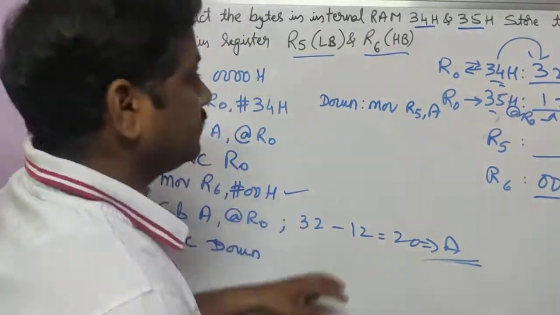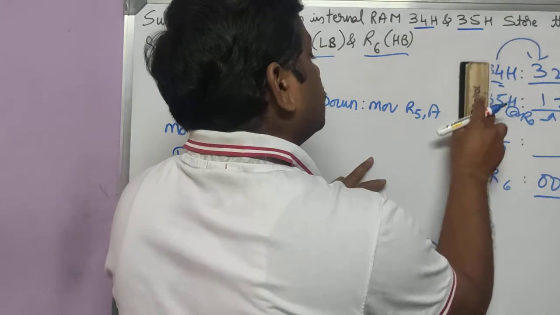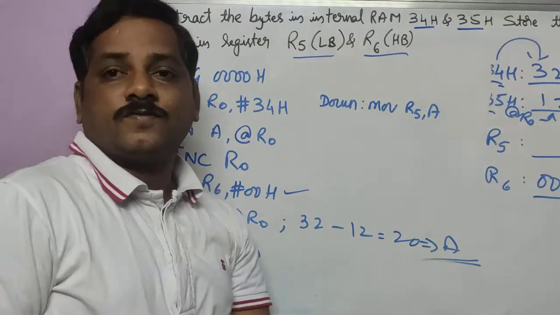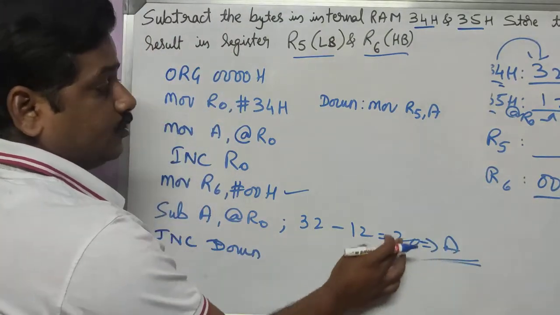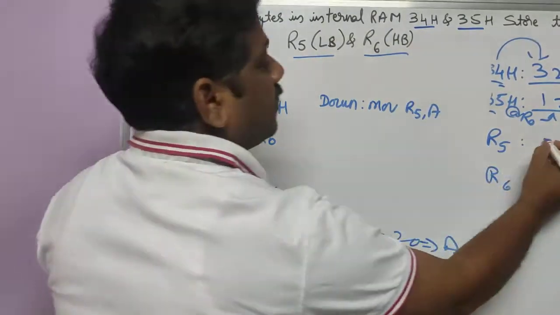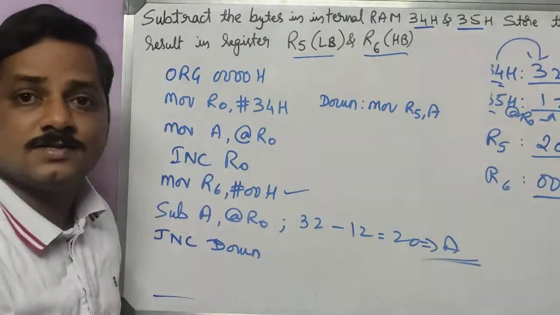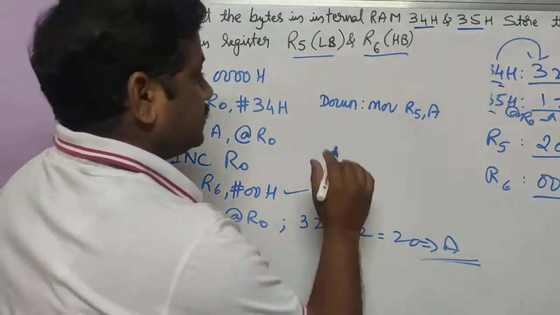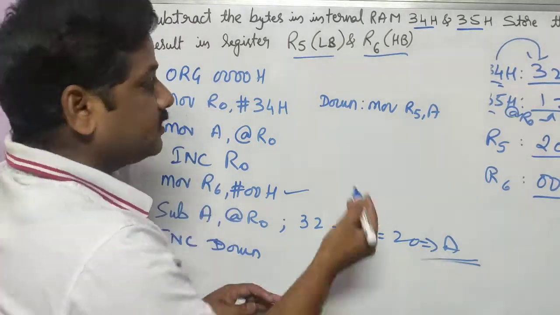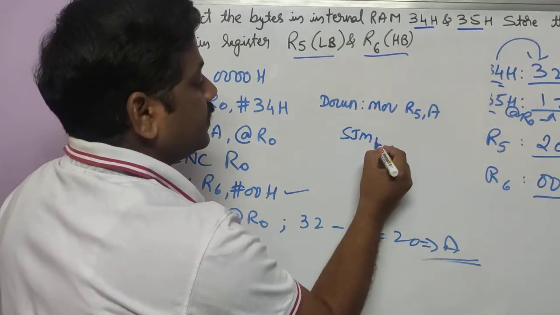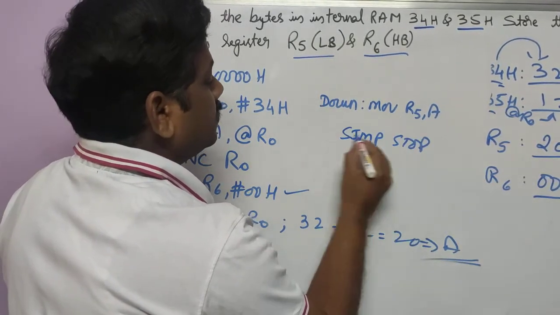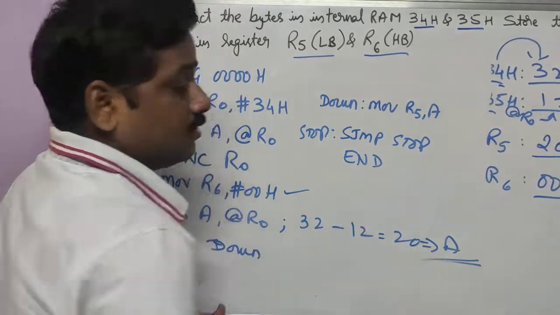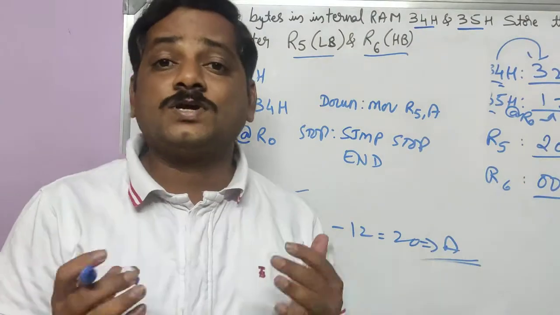So what happened now? MOV R5, A. The accumulator is having 20 and that will be given to R5. So at R5 I am going to get 20. That is the answer. Now we can just stop it. After that we got the result. Let me stop it. SJMP. Here itself I will write the label stop. End. So this is what is going to happen if there is no carry.